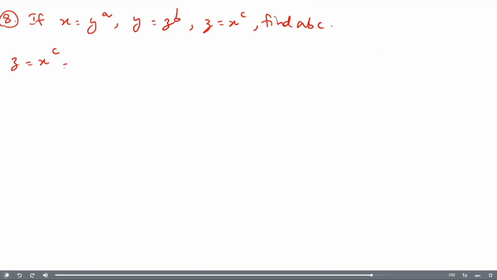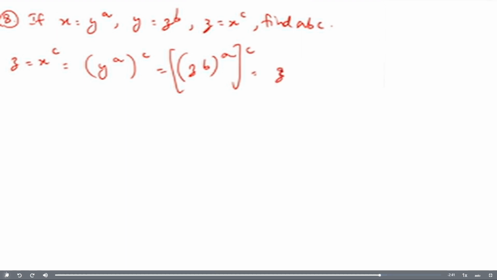So that is equal to y to the power a, to the power c, since x is equal to y to the power a. Now y is equal to z to the power b, so it becomes z to the power b, to the power a, to the power c. That is nothing but z to the power abc. So z is equal to z to the power abc. Therefore, abc is equal to 1.